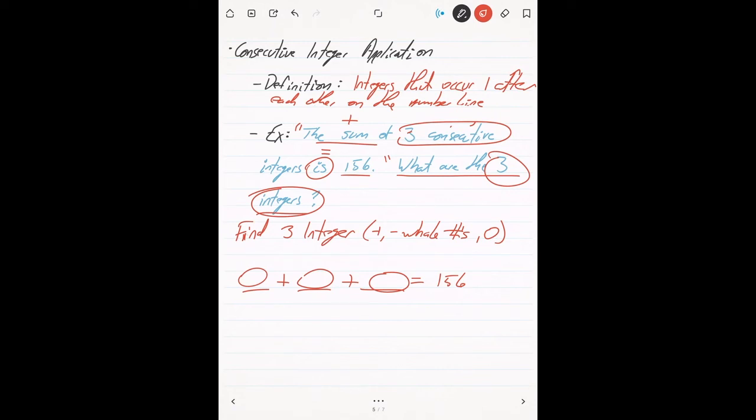What I'd like you to do is pause the video, take a minute and think to yourself, and try a couple different techniques if you can. How can we represent the three different integers with a single variable? Take a minute and see what you come up with.